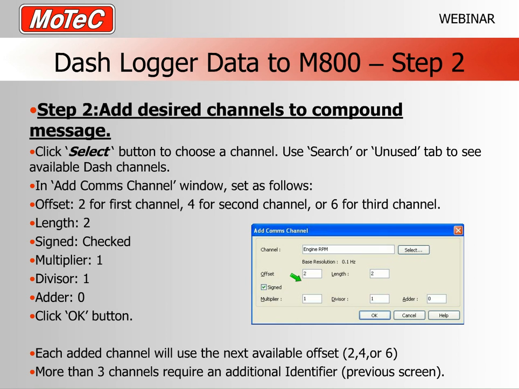It will be 4 for the second channel that you add, and it will be 6 for the third channel that you add. If you have more than 3 channels, we'll explain later how to add those again, but essentially you need to make sure that this offset is correct. Then you click on the OK button, and you will see that channel is then displayed in your list.